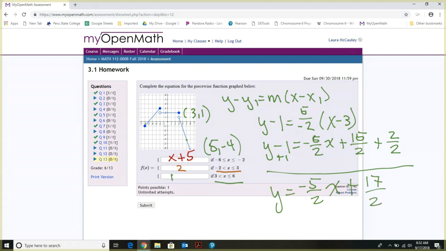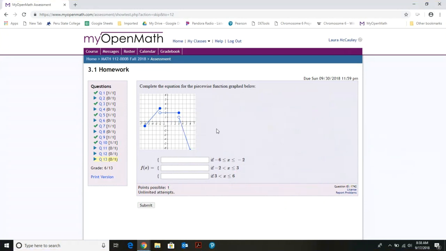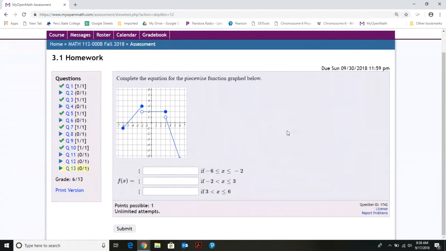And I'm a little worried about that one because it's not real obvious where my point is supposed to be. So let me just write this down real quick. So we had x plus 5 for the first one, 2 for the second one, and -5 halves x plus 17 halves for that last one. So I just want to see, I wonder if I were to zoom in a little bit, if it would be helpful. No, it doesn't really help anything. All right, well, let's try it out.